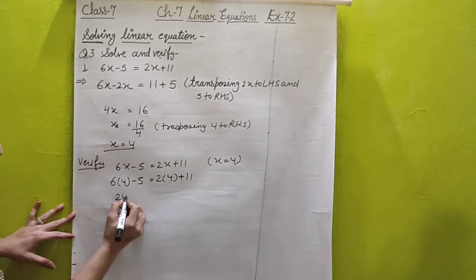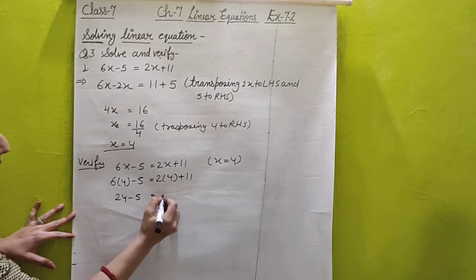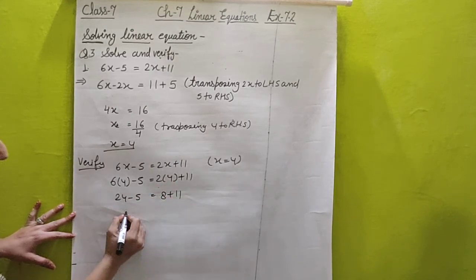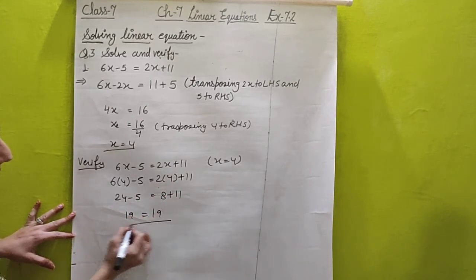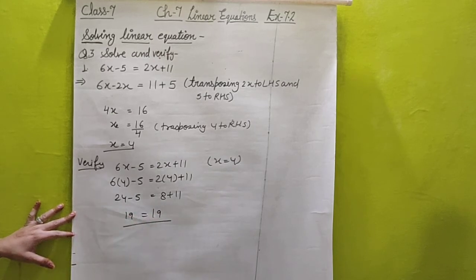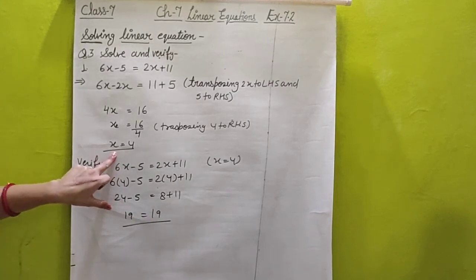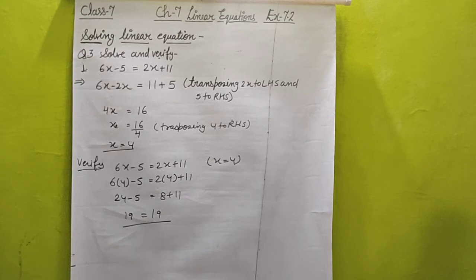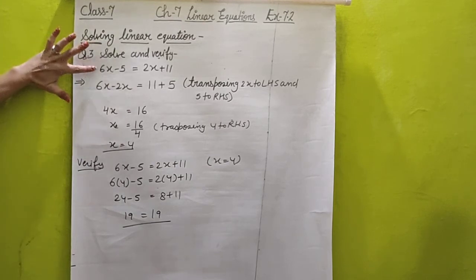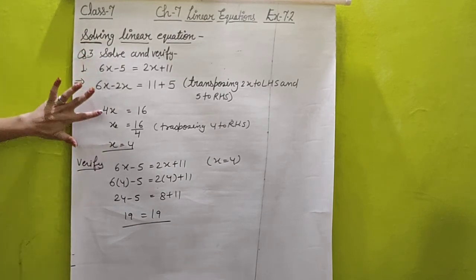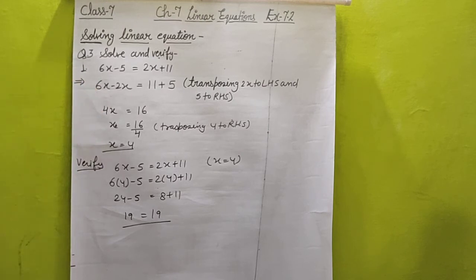6 fours are 24 minus 5. 2 fours are 8 plus 11. It will be 19. It will be 19. Both LHS and RHS are equal now. That's why our answer is correct. This is the verification. I have put the value of x here. You can put it here also and here also. Okay, students. Now I am taking one more part of the third question.